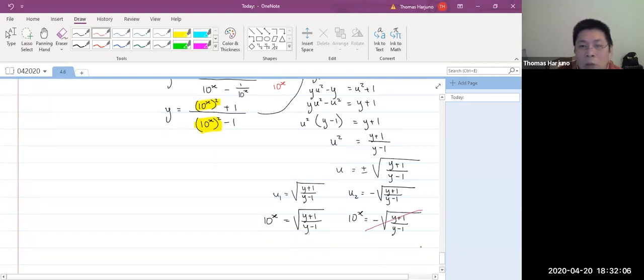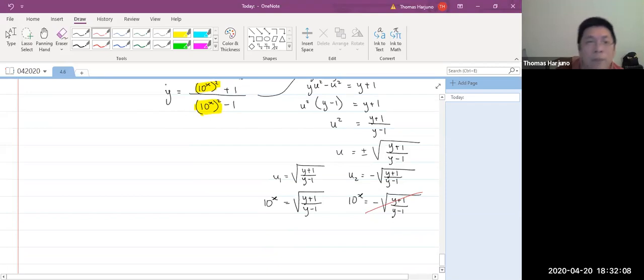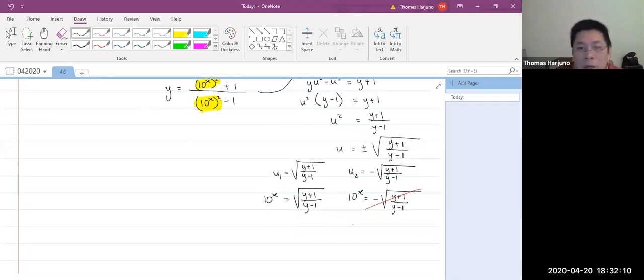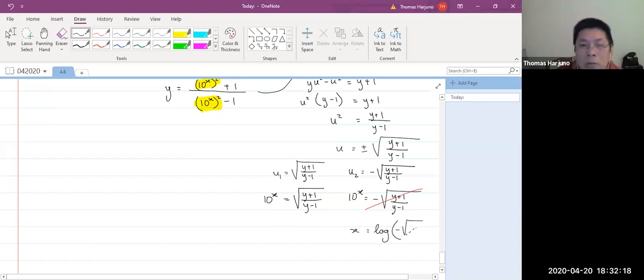Okay. You can try one step further. If I go one step further, then I will get x equals log base 10 of a negative number, right? But log cannot have a negative argument. So there's no solution from that branch. On the first option, on the other hand, we can go further.